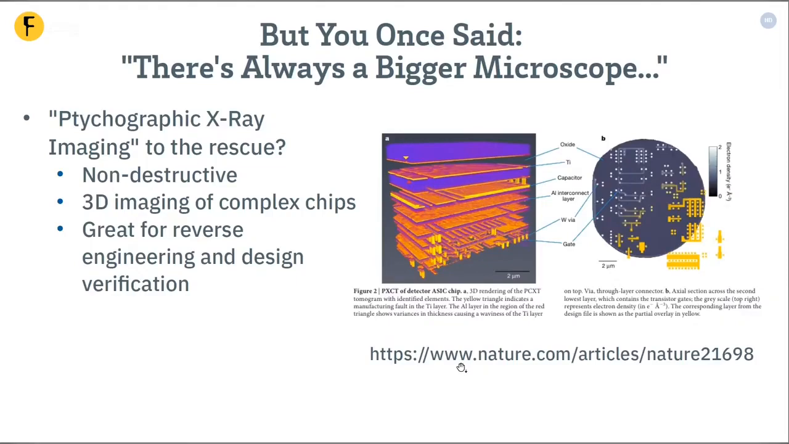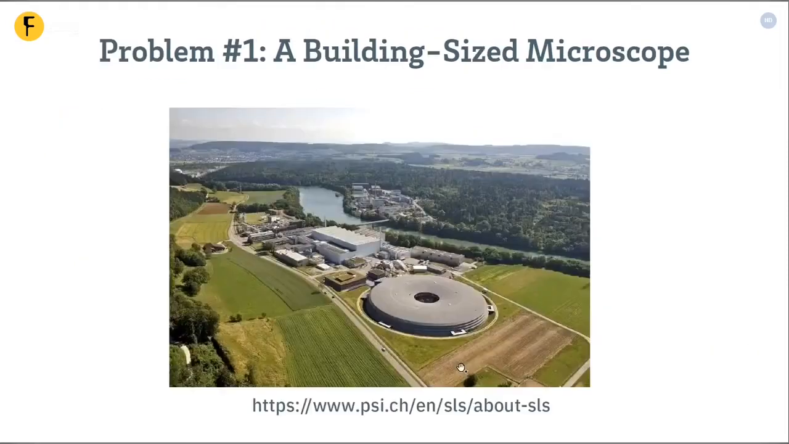The catch is that the microscope is literally the size of a building. I think this is in Switzerland. And this donut-shaped thing here is a building, which is the light source for the microscope that is capable of doing that, right? So it's not something you're going to just put next to your house. I mean, maybe you could, but I don't think most people can, and use it to inspect your chips.